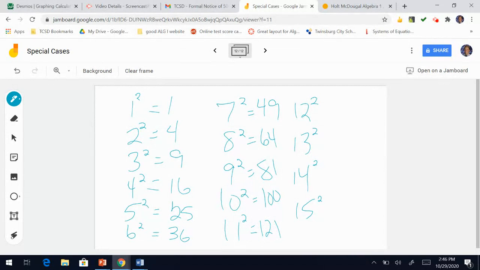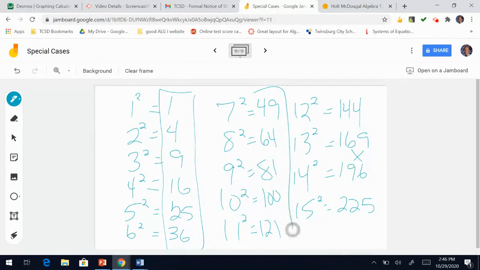11 times 11 is 121. 12 times 12 is 144. 13 times 13 is 169. 14 times 14 is 196. I always remember it because it's the opposite of 13 squared as far as the last two numbers get reversed, not opposites, I guess. 15 times 15 is 225. So you are looking for these pretty numbers for these special cases, all right?